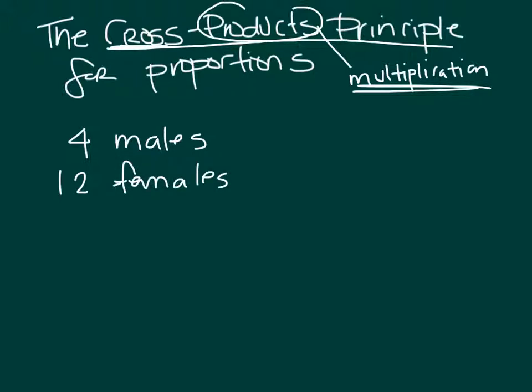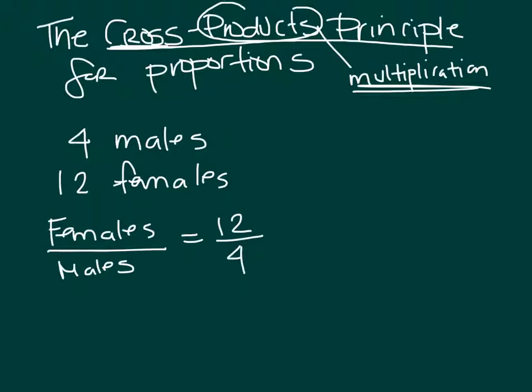So we can construct a ratio from females to males, or males to females. I'll just say females to males, just to pick one. Females to males, well, there's 12 females over 4 males. If we reduce this, 4 goes into 12 3 times, or if you want to do the prime factorization, you're going to end up with 3, or 3 over 1.